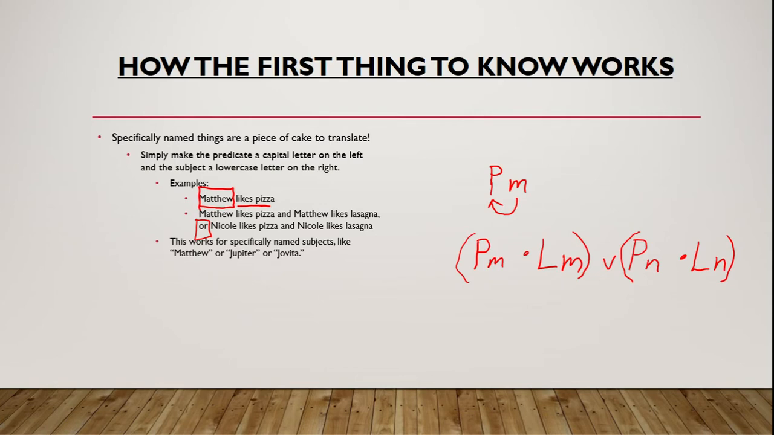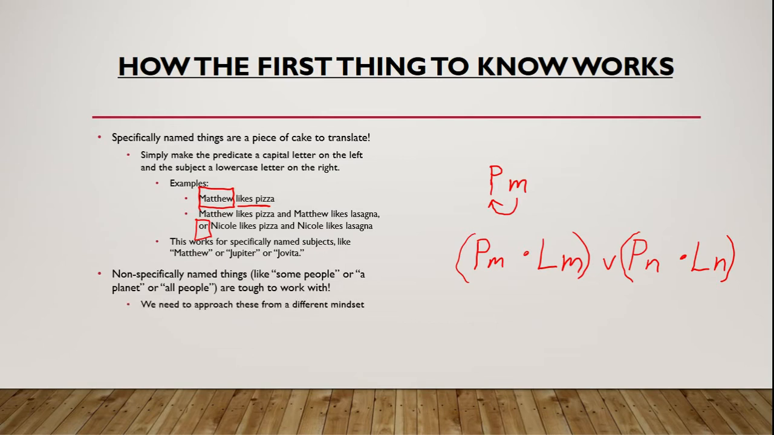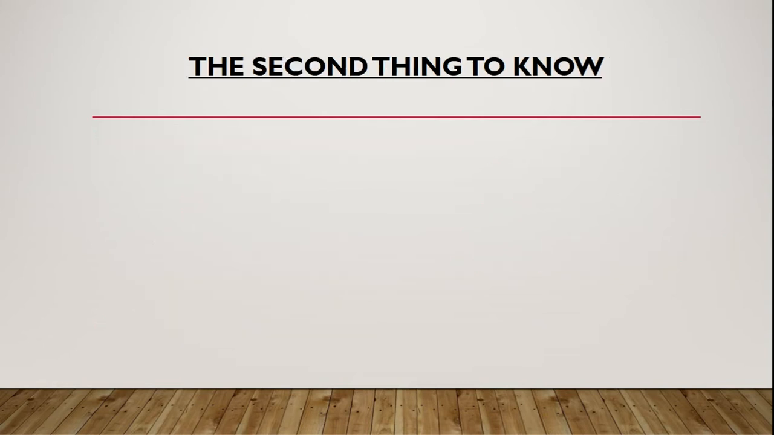This works for specifically named subjects like Matthew or Jupiter or Jovita. It doesn't work for non-specifically named things like a person or a planet or another person or all people. So non-specifically named things like some people or a planet or all people are tough to work with. We need to approach these from a different mindset. Moving on to the second thing we need to know. So let me move slides and we'll start working on that different mindset.